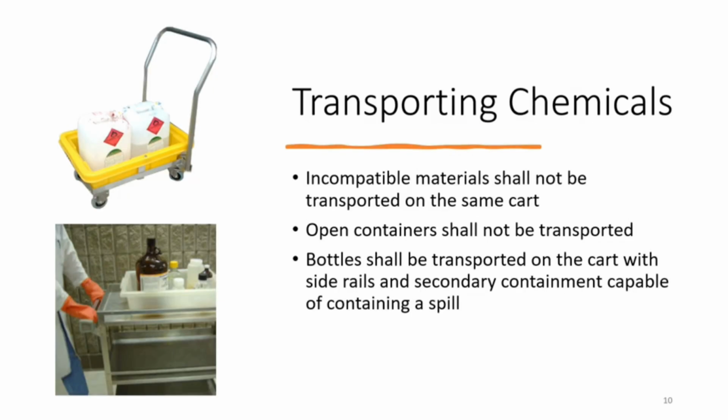Next, transporting chemicals. Incompatible materials shouldn't be transported on the same cart in case of any mixture or reaction. Open containers shouldn't be transported in case of any fallover or spill. And bottles should be transported on the cart or trolley with set rails and secondary containment which can contain a spill, as shown on the pictures on the left-hand side of the slide.